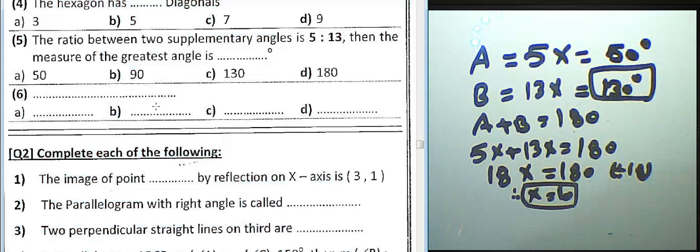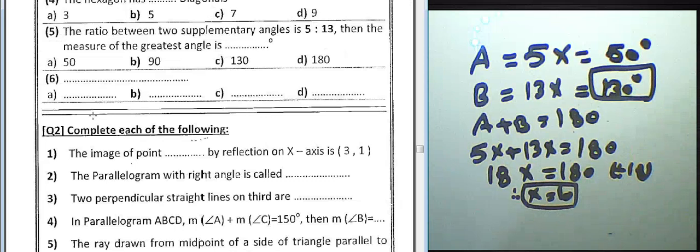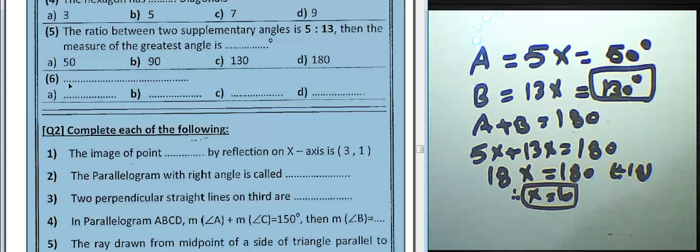Question 6. I will put a question to you, students. I can ask you about the parallelogram. The properties of a parallelogram, you can write: each two opposite sides are equal in length. Each two opposite angles are equal in measure. The sum of the measures of each two consecutive angles is 180 degrees. The two diagonals bisect each other.